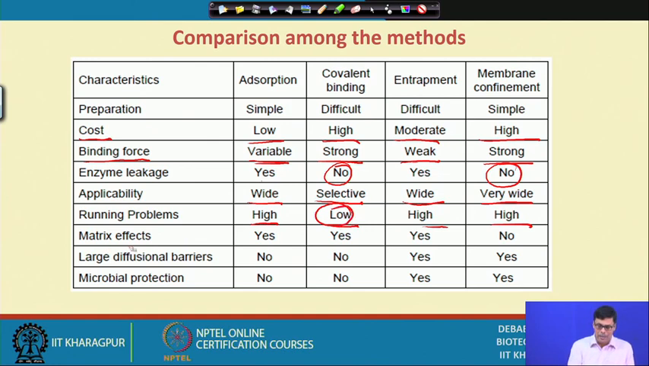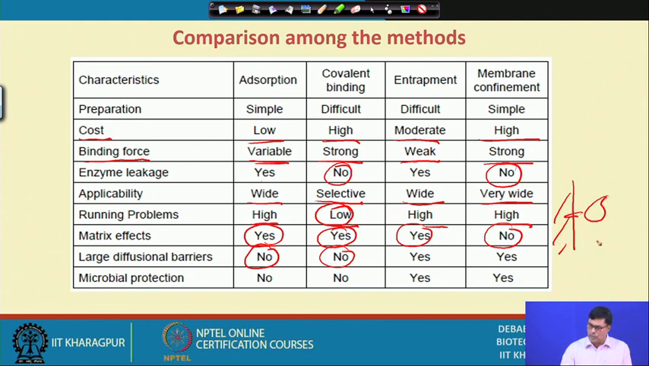Now, matrix effect: whether this process is going to affect the matrix. Here it is yes, in covalent bonding yes, entrapment yes, but in case of membrane confinement, no. So, now large diffusion barrier. In case of adsorption, no diffusion barrier; in the covalent binding, no diffusion barrier, because your enzyme is outside, so your substrate can easily interact with the enzyme.